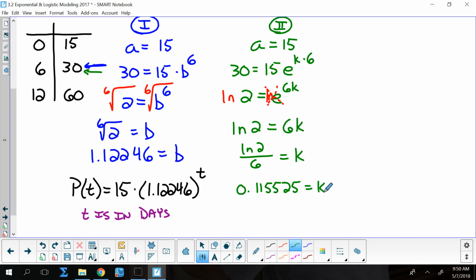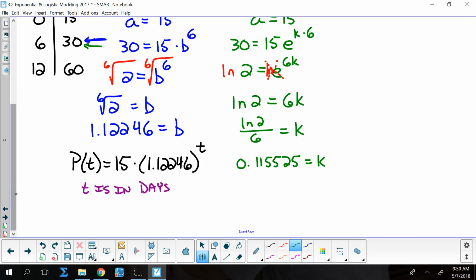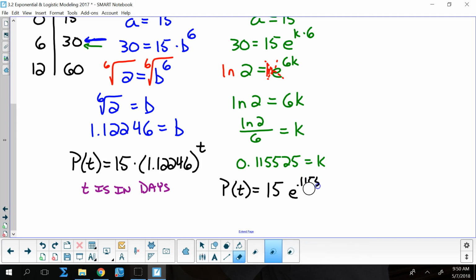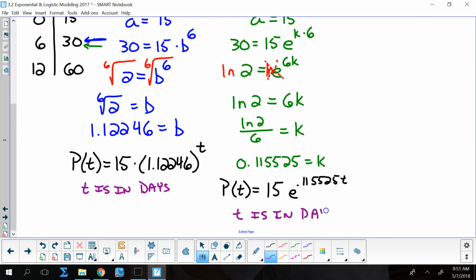Agree? So my function here would be P of t equals 15 times e to the 0.115525 t power. And again, t is in days.